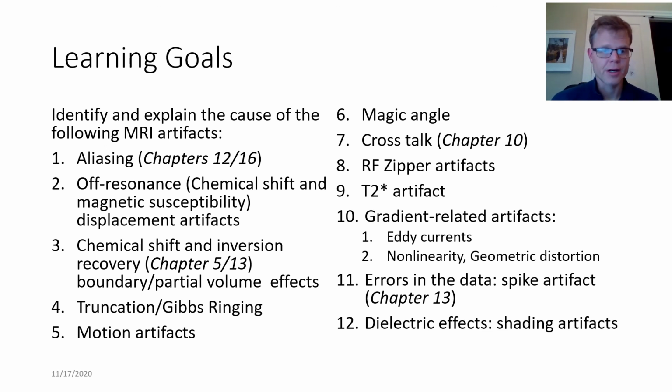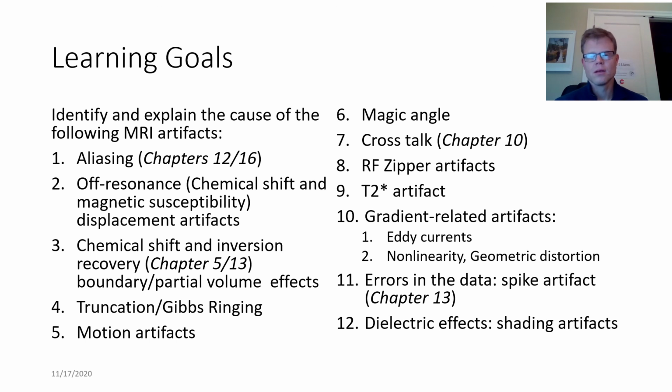Okay, so we covered a lot of ground here, a lot of different artifacts, some of which we'd seen before, like aliasing, but some key new ones. So it's aliasing, we covered off resonance, and this is due to both chemical shift and magnetic susceptibility. The artifacts arising from this, like displacement artifacts, are a very important one. This boundary problem, partial volume effect due to chemical shift, and we also looked at this previously in inversion recovery. Truncation and Gibbs ringing, motion artifacts.